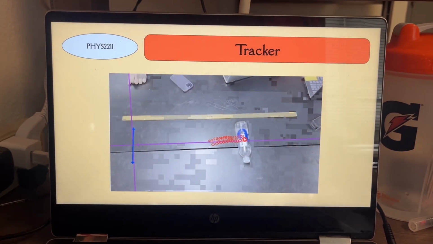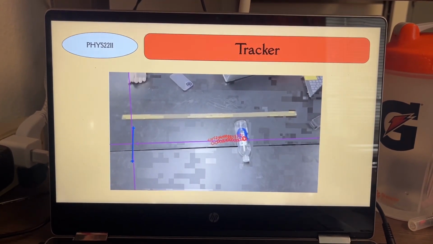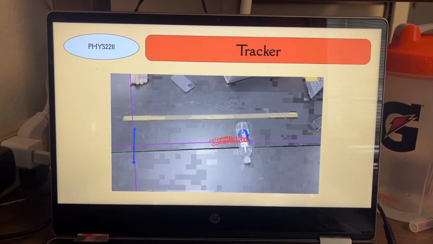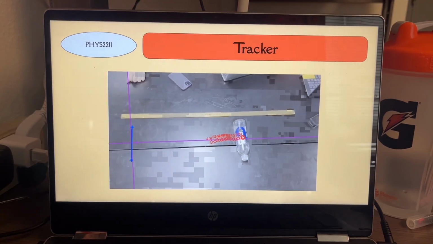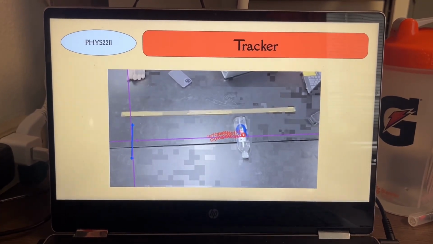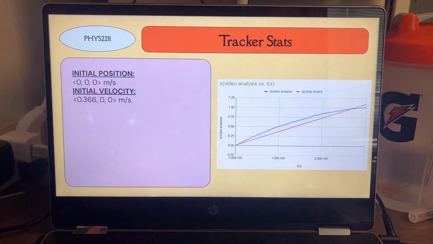Here's a picture of the tracker. All the little red marks are our tracker positions, and it helps us see the velocity of the bottle as it moves. The blue line is a calibration that helps the tracker know the dimensions it's working with.